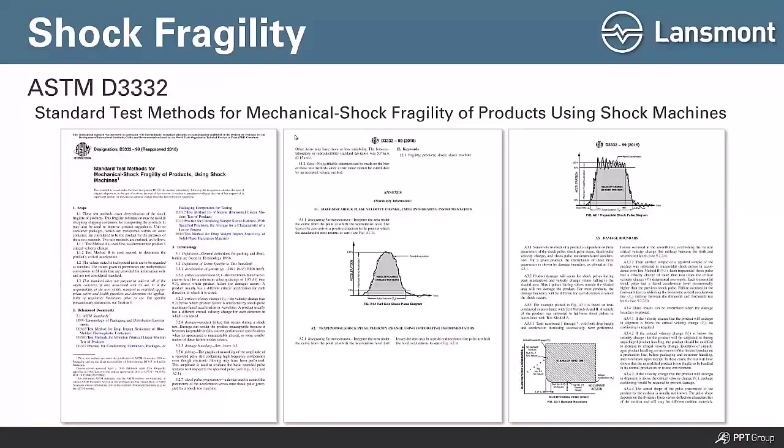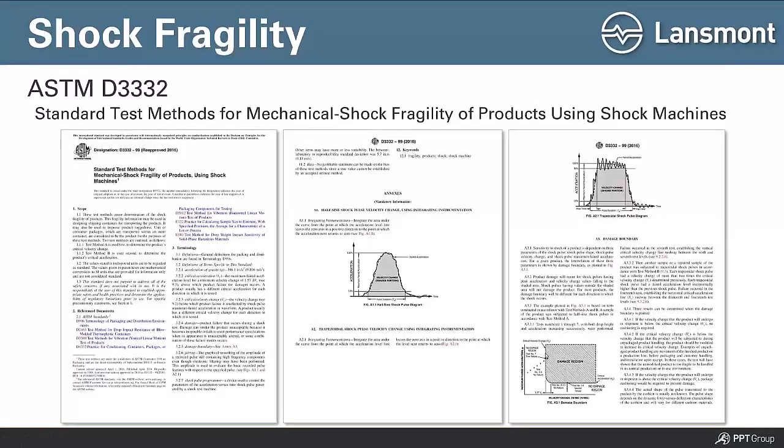And this procedure, I don't know the absolute year that it was established, but I think it was in the early 1980s. So it's going on 40 years or so now that it's been in place. It basically walks you through how you go about doing this testing, with the end result being that you generate this damage boundary curve.